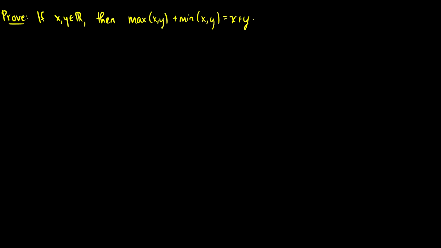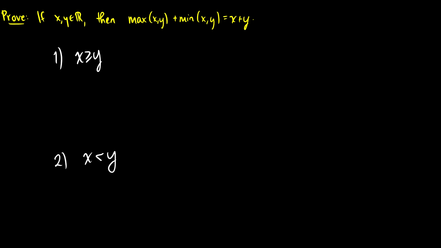Second question, a little bit trickier to figure out what the cases are. So if x and y are real numbers, then the max of x and y plus the minimum of x and y is just equal to x plus y. So we need 2 cases here. We need one where x is greater or equal to y, and we need one where x is less than y. So this covers the whole spectrum. So we have x greater than y, x equal to y, and x less than y.